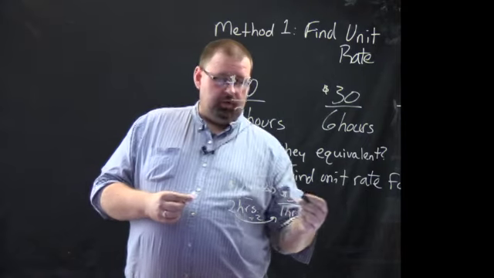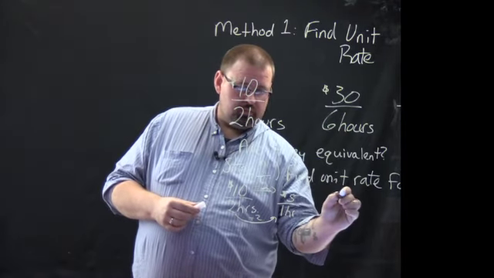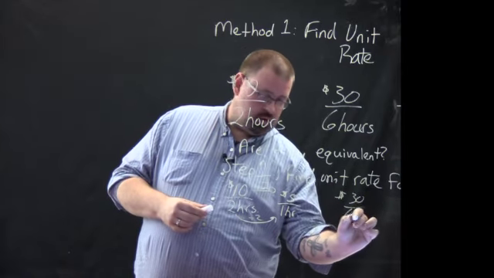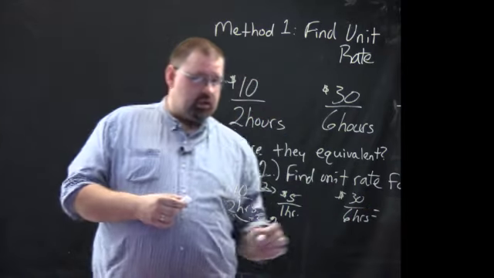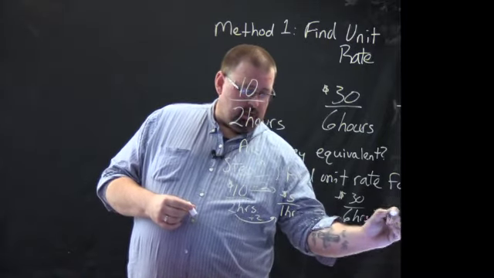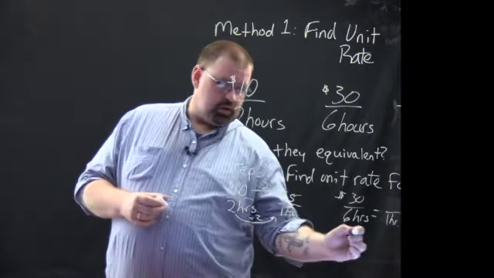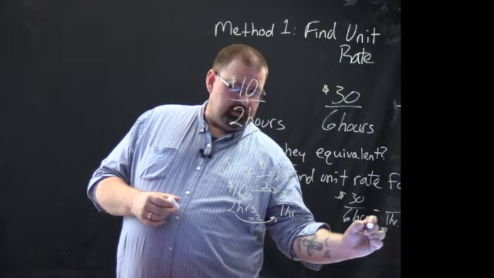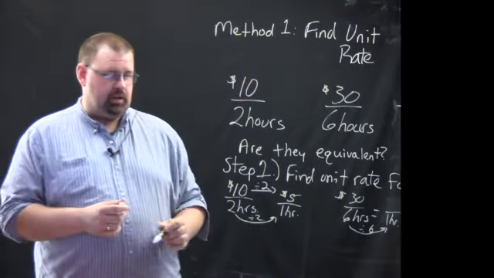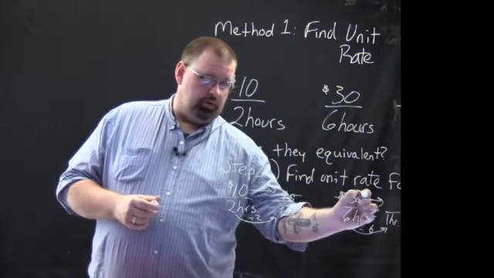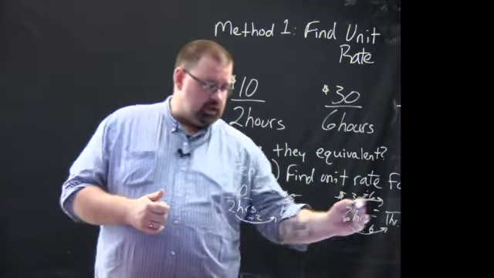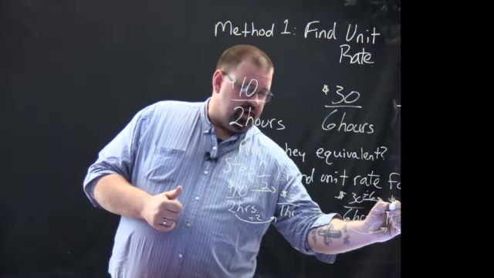Let's look at the second unit rate. $30 over 6 hours. Same concept here. We need to get to 1 hour on the bottom. We're finding the unit rate. We get from 6 to 1 using division, and we're going to divide by 6. Whatever we do to the bottom, we have to do to the top. So we are dividing 30 divided by 6, which gets us $5.